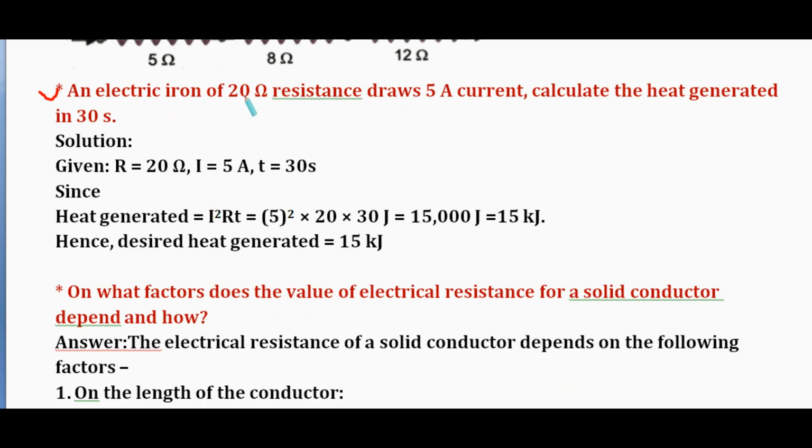Now the question is: an electric iron of 20 ohm resistance draws 5 ampere current. Calculate the heat generated in 30 seconds. We have R equal to 20 ohm, this is resistance, I equal to 5 ampere, and t equal to 30 seconds time. Since heat generated is I square R t, by putting the value of I as 5, it is 5 square, and the value of R is 20, and the value of t is 30. By multiplying, we get 15,000 joule. This 1000 is converted into kilo, so it is 15 kilojoule. Hence the desired heat generated is 15 kilojoule.